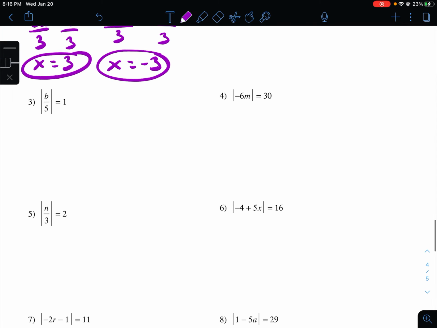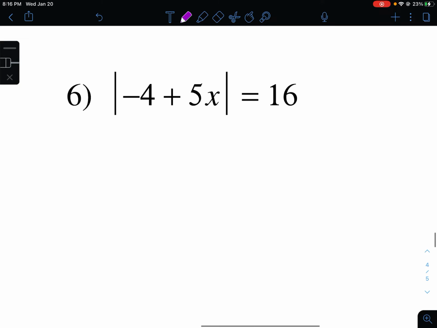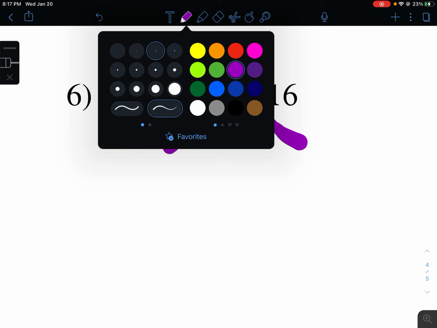All right, so then let's go ahead and do problem 6. Again, notice how our absolute value is all by itself. You don't have to do a ton of work there. We're going to break it up into 2.